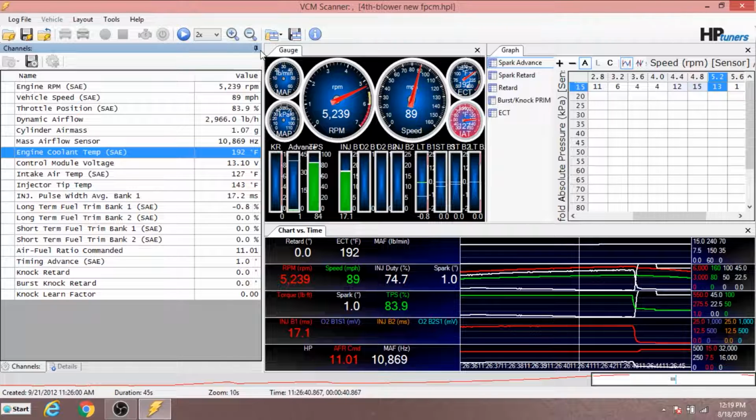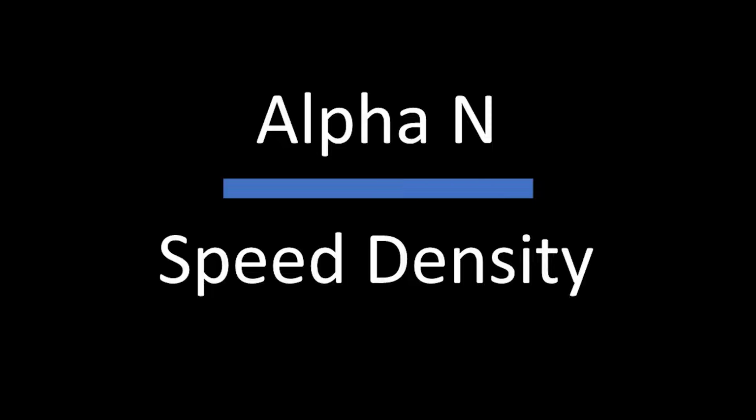So let's talk about the two most commonly used strategies in tuning. That is AlphaN and speed density. Now, there's some pretty significant differences between the two. We'll talk about each one individually, and hopefully when I'm done explaining all this, you'll see what the difference is between the two and why one is really much better than the other.